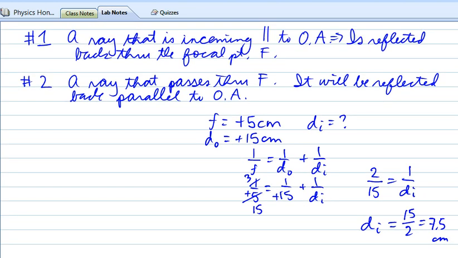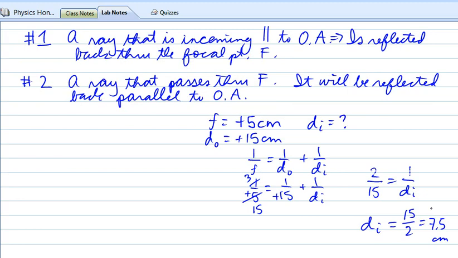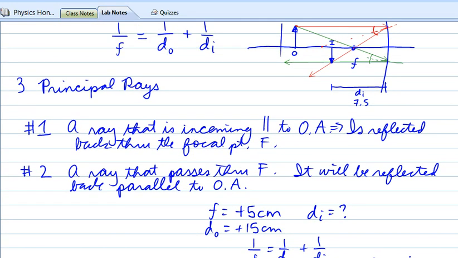So now if you look at the diagram, does it look like DI could be approximately 7.5 if DO was 15? Sure, that's reasonable. Now it's not going to be perfect because DO should probably be more like over here, but you definitely get the idea. And DI is positive, which is what we expect for a concave mirror.